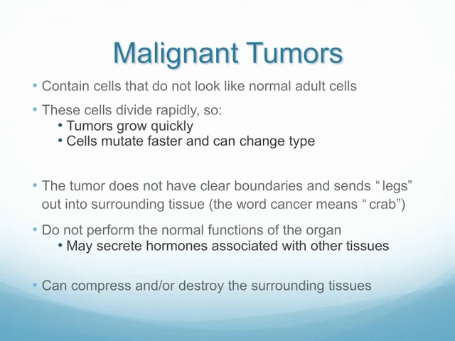A good example of this is ovarian cancer, where the patient may not even have symptoms that they have a tumor until it's very well spread throughout the abdomen and maybe even metastasized to other organs in the body.